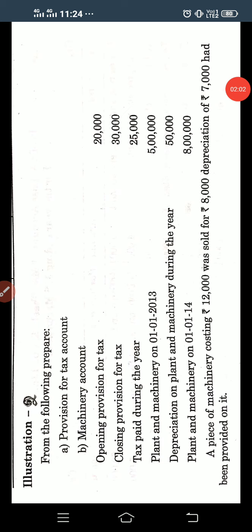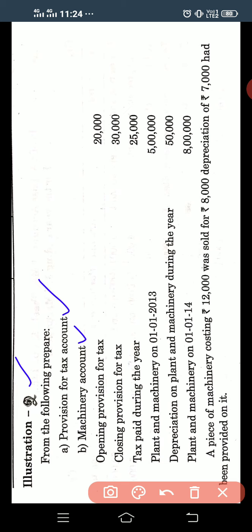So I'll solve a problem related to the second step, that is preparation of non-current items ledger accounts. This is the second problem: prepare the provision for tax and machinery account. Here they have given the opening provision for tax, the closing provision for tax, and tax paid during the year. All this information is related to the provision for tax account.